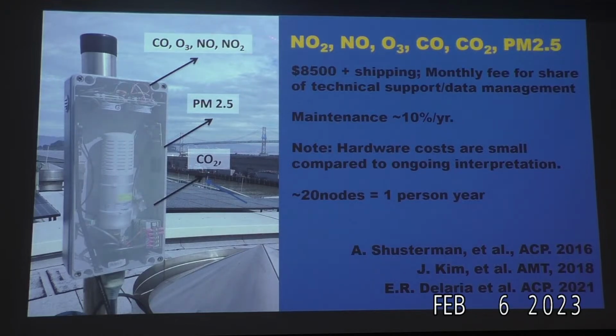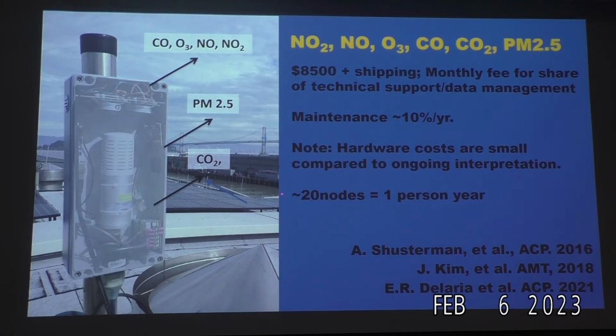And so roughly speaking, we can build this, parts and labor, and deliver it to you for about $8,500. The maintenance costs are really low. It's about 10% of the hardware cost per year, so each node needs about $850. It's more likely that one in 10 has some sort of catastrophic failure.